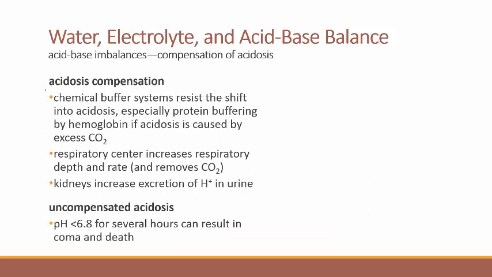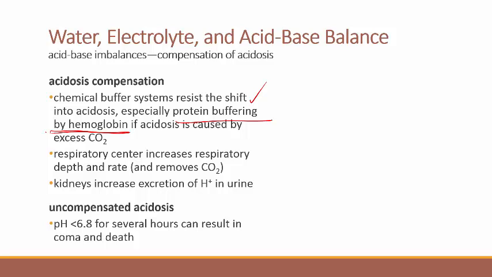So how do we compensate for acidosis? Well, the chemical buffer systems first resist that shift, especially protein buffering, and by hemoglobin. So there inside a red blood cell, hemoglobin can do a lot to resist the acid shift caused by excess CO2 in the body. We can breathe out. So panting is another way that we can compensate for that overproduction of acid in the body.